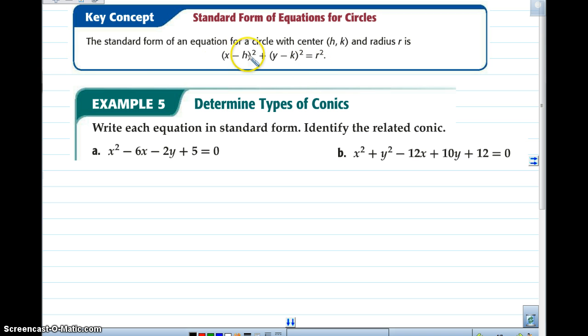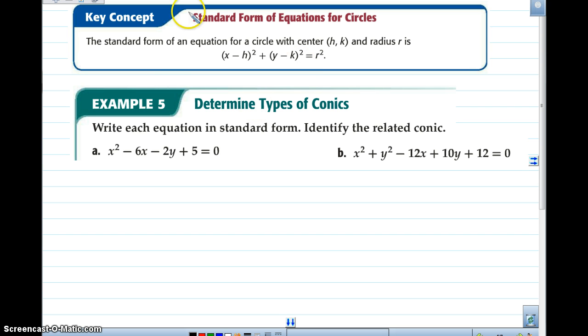You still have your x minus h squared and your y minus k squared, but instead of dividing by a squared and b squared, since a and b are the same in a circle, they multiply it over, and they don't call them a and b anymore, they call them r, because that's technically the radius of the circle now. So if you find yourself putting it in standard form and the equation simplifies to something like this, it's technically a circle now, no longer an ellipse.